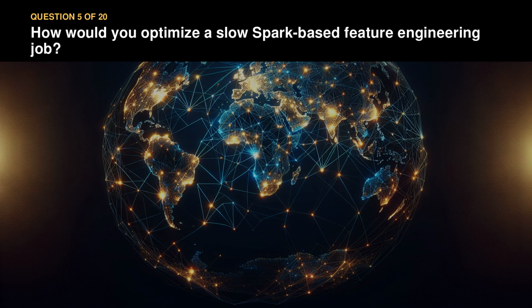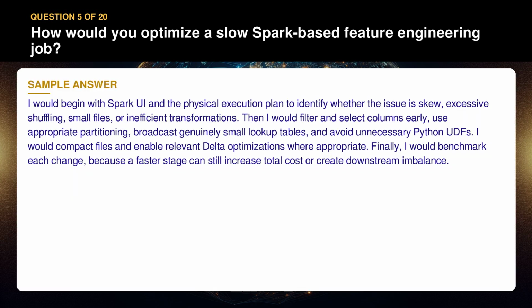Question 5. How would you optimize a slow Spark-based feature engineering job? I would begin with Spark UI and the physical execution plan to identify whether the issue is skew, excessive shuffling, small files, or inefficient transformations. Then I would filter and select columns early, use appropriate partitioning, broadcast genuinely small lookup tables, and avoid unnecessary Python UDFs. I would compact files and enable relevant Delta optimizations where appropriate.